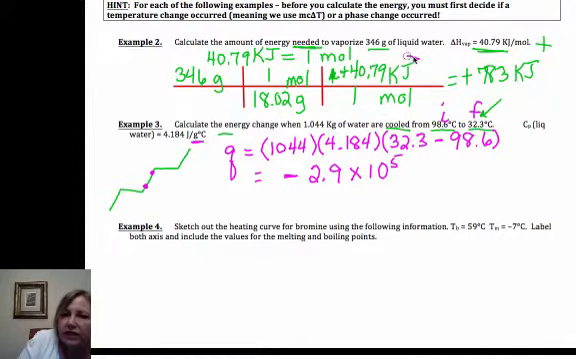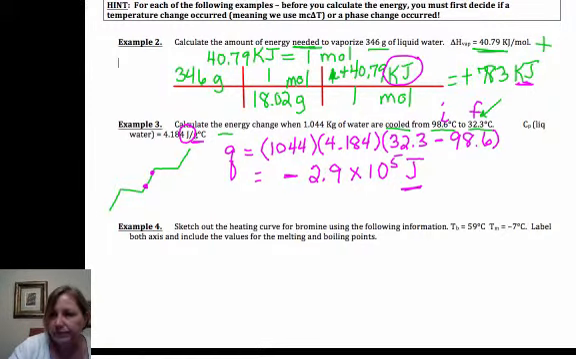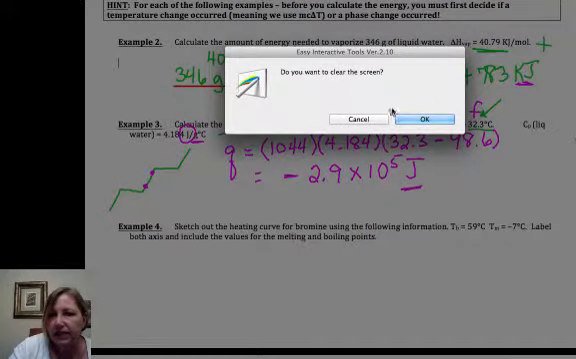Now, notice the difference here. I had kilojoules above, but this gives me joules. Be really careful. If you have to add 2 steps together, you would have to convert one of these in order to add them together. Okay, let's take a look at the next one.